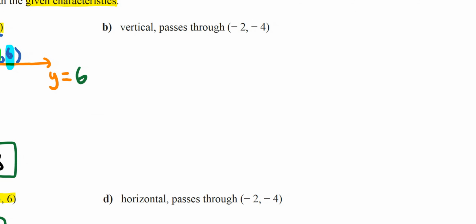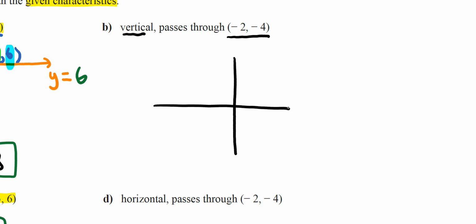All right, moving on to question 5b now. I have a vertical line that passes through the point -2, -4. So let's go ahead and draw a grid here. And where's the point -2, -4? Well, that's in quadrant number 3. It's somewhere over here, right? So this is the point -2, -4.